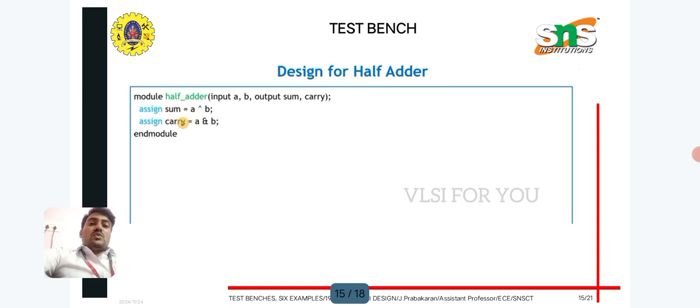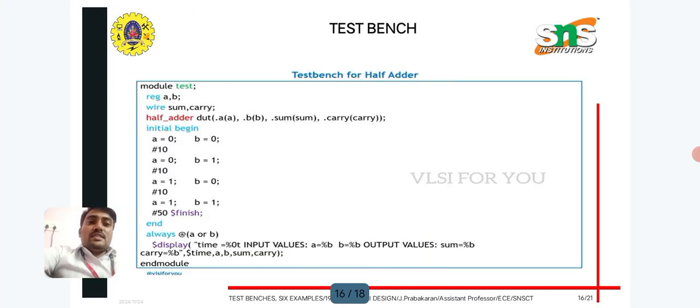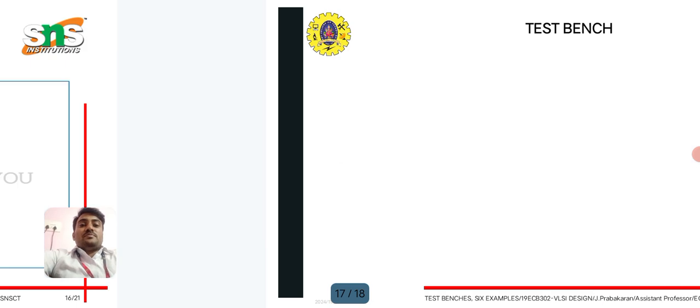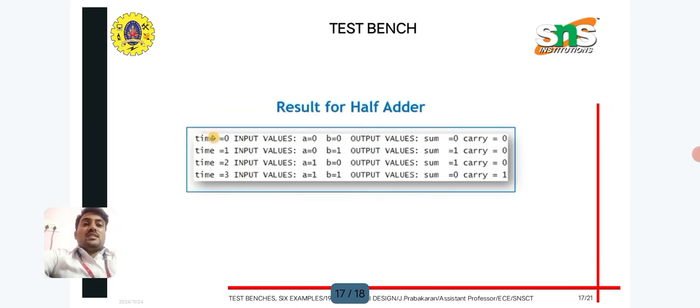And here you can see the Verilog code for half adder. Sum equals a XOR b, carry equals a and b. And this is the test bench of the half adder. First module declaration, signal declaration and instantiation, and finally dollar finish to stop simulation. Dollar display, if we need to display, we can use dollar display. This is the result of the half adder.